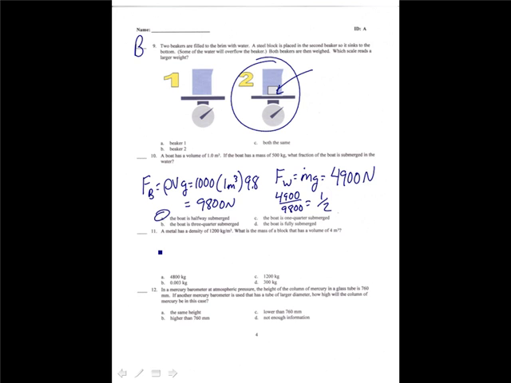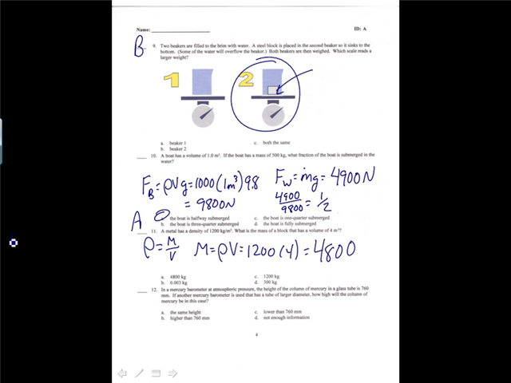Metal has a density of 1,200 kilograms per cubic meter. What is the mass of the block that has a volume of 4 cubic meters? Well, rho is equal to m over v. We want to know m. That's rho times v. 1,200 times 4 is 4,800. That's A.